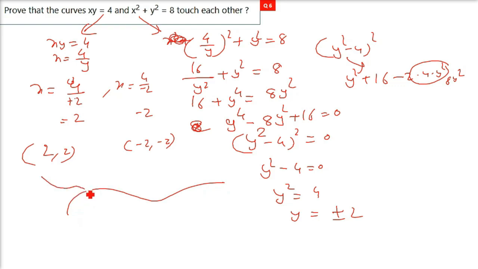So this curve is not touching at one point. Instead, we have 2 points here. We have 2 points here. So 2, 2 and minus 2 and minus 2. So I hope you have the idea that the curve will not be like that. I'm just making it up.